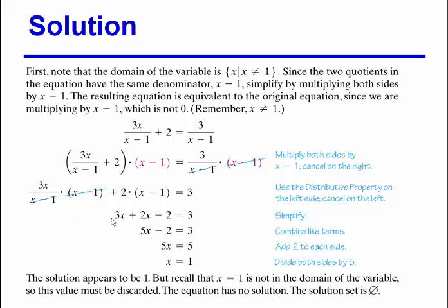We're going to go ahead and combine all of these like terms. So we end up with 3x plus 2x minus 2 is equal to 3. And then 5x minus 2 is equal to 3. We're going to add the 2 to both sides and then divide by 5. Now, what happens here is that we know that the restriction is that x cannot be equal to 1. So therefore, there is no solution. The solution set is the empty set.